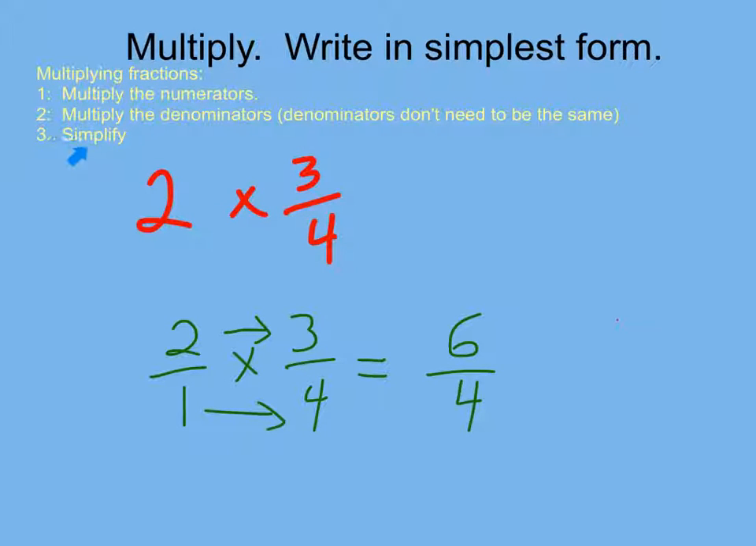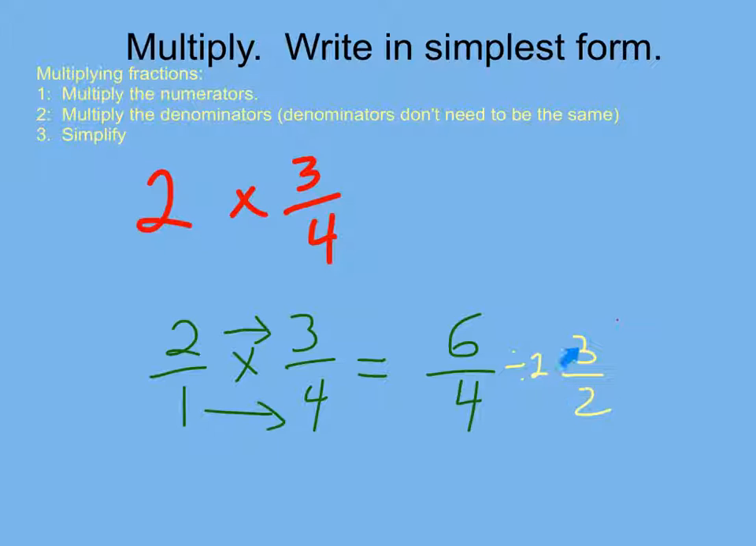Now we know our last step is we always want to simplify. So I see both of these are even numbers, so I know I can divide both of these by 2, which gives me 3 halves. Now I see here that I have an improper fraction, and remember, an improper fraction is when the numerator is bigger than the denominator. So just like when we added and subtracted fractions, we want to turn improper fractions into mixed numbers. And we do that, remember, by dividing out, and then we're going to find the remainder.